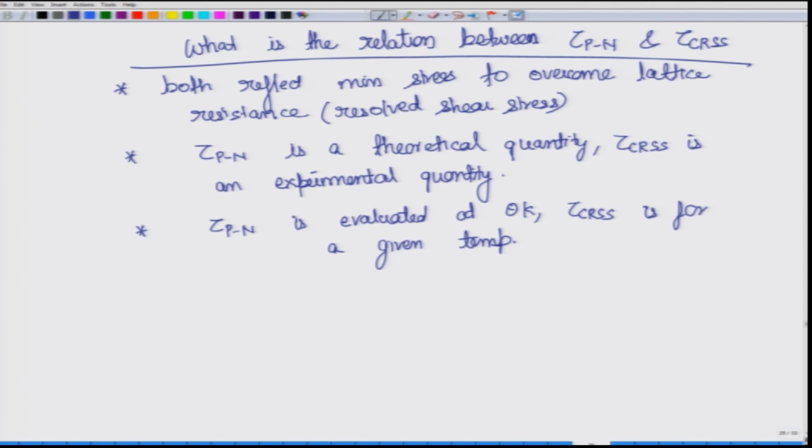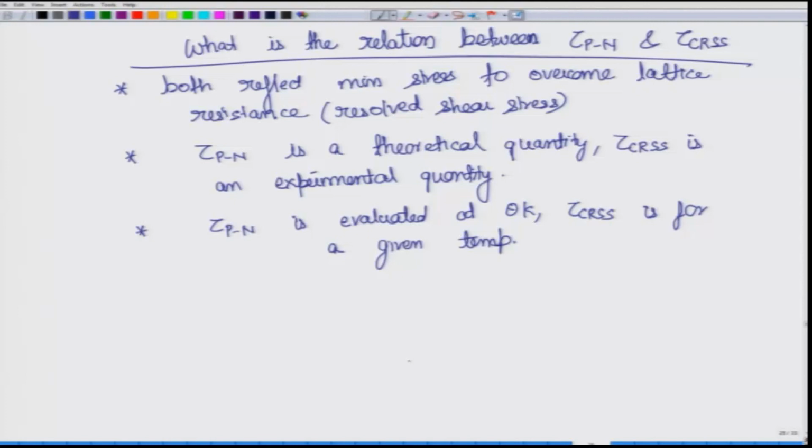So, you can see that we started with tau Pn, we found out different slip systems, and then from there we said that in a single crystal, when you apply stress, we inherently invoke the term critical resolved shear stress, which needs to be overcome by the resolved shear stress for the dislocation to slip. This was an experimental quantity, while tau Pn was a theoretical quantity, but both of them represent the same concept, which is the lattice resistance. So, in order to overcome lattice resistance, there has to be a stress applied, which is represented by tau Pn and tau CRSS.